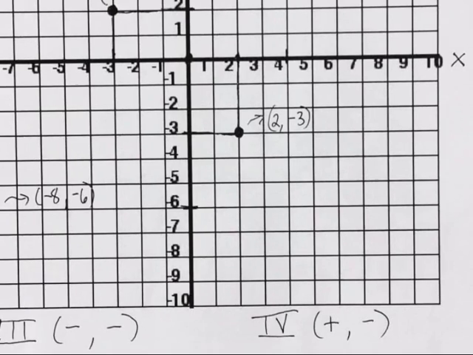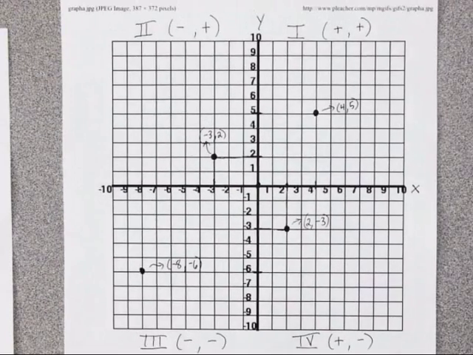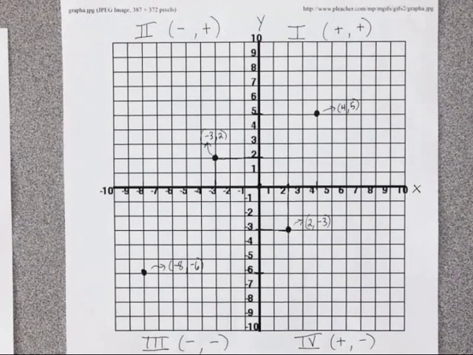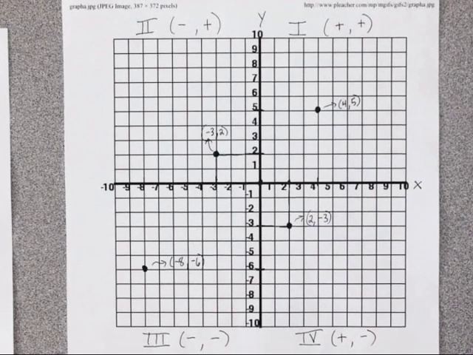So if we zoom out here, we can see all 4 of those quadrants together, forming our XY coordinate plane. Hopefully this video was helpful in helping you to plot ordered pairs on an XY coordinate plane.